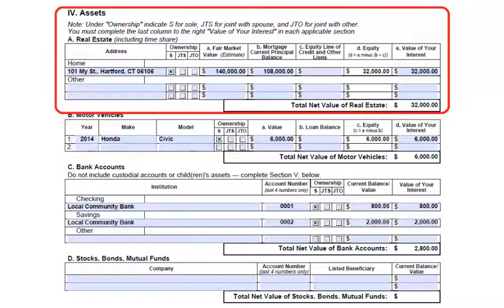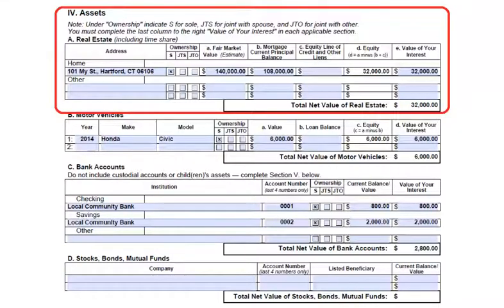This can include your primary home, a vacation home, or other real property you own. In the line provided, enter the address of the property and check the appropriate box to indicate if it is owned by you alone, S, jointly with your spouse, JTS, or jointly with another person, JTO. Enter the fair market value of the property in column A. In column B, enter the current principal balance of the mortgage. In column C, enter your home equity loan credits or other liens against the property.